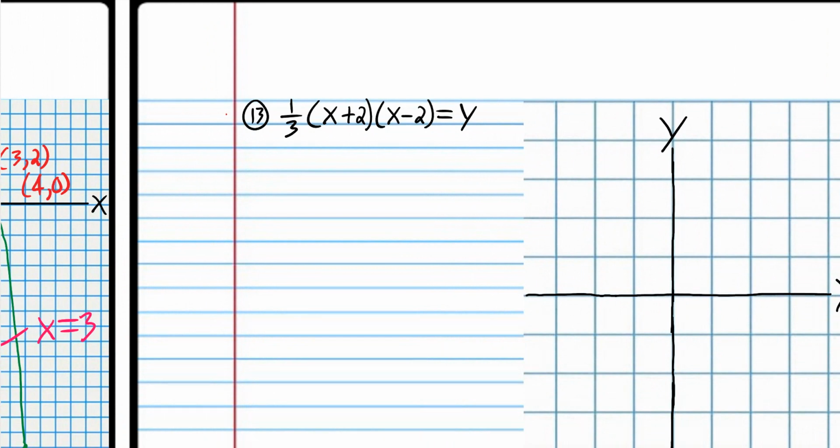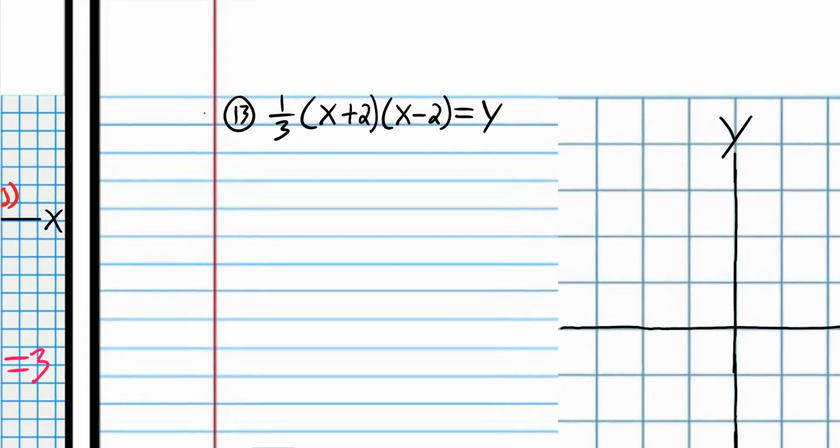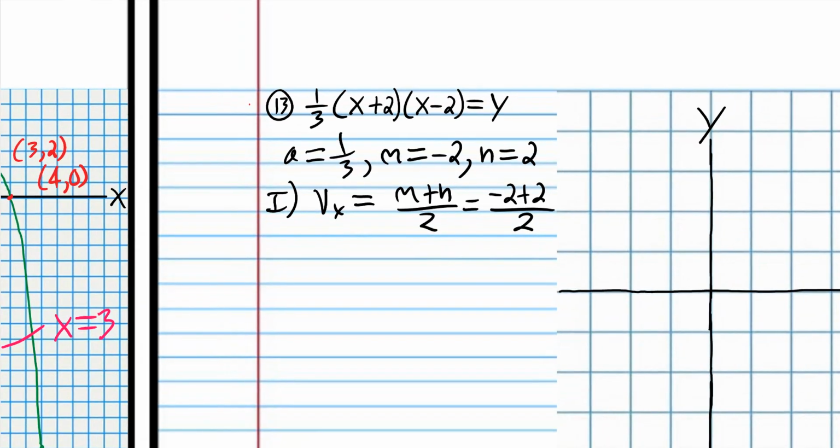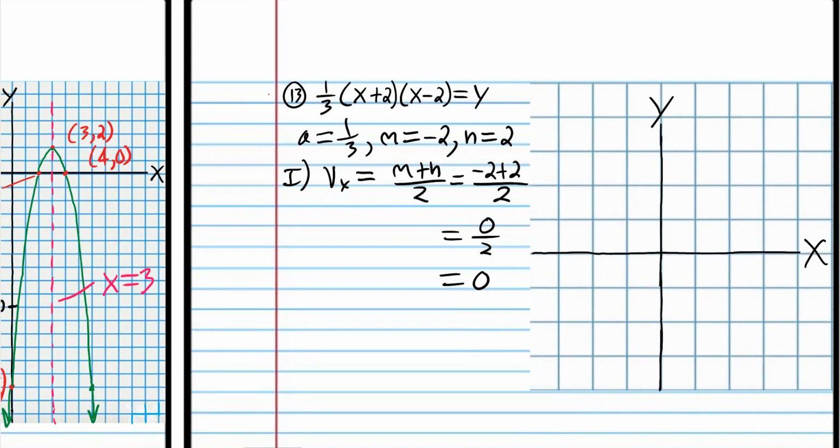What's going to be different about this problem is the vertex is going to be the same point as the y-intercept. So you'll see as we go along here. Let's label constants. And of course we're going to find the vertex first, the x value of the vertex specifically. And then we get 0 over 2, which is 0. Any fraction with 0 in the numerator must be 0.